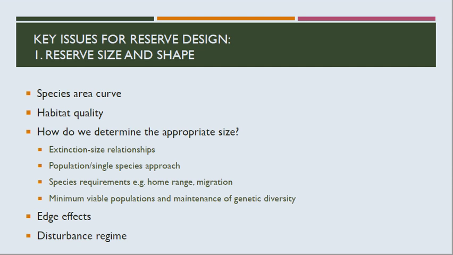So how do we determine appropriate size? Many different approaches are needed, and it really is determined quite a lot by whether you're focusing on individual species or species of conservation importance, and whether you're focusing on just straight numbers of species. We should probably also mention that genetic diversity is important in this area as well, and it feeds into the idea of minimum viable population sizes.